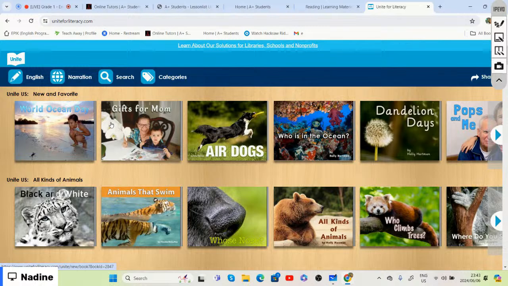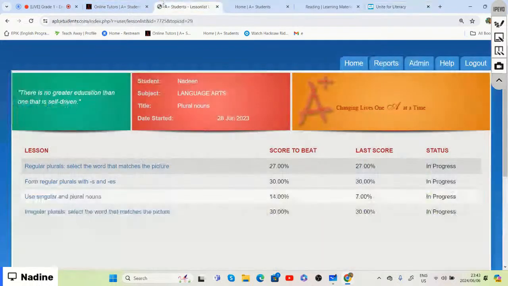All right. So before we continue and close our lesson, we did plural nouns today, and we said a noun names a person, a place, a thing, or an animal, right? And we said a plural noun means that there is more than one person, more than one place, more than one animal, or more than one thing, and we call it plural nouns.